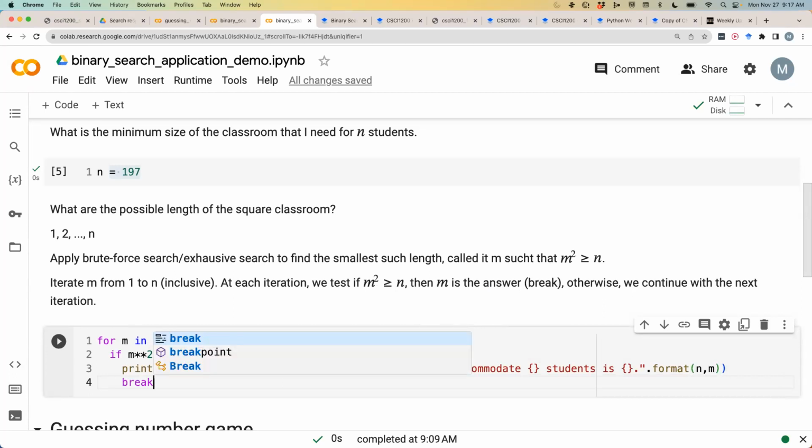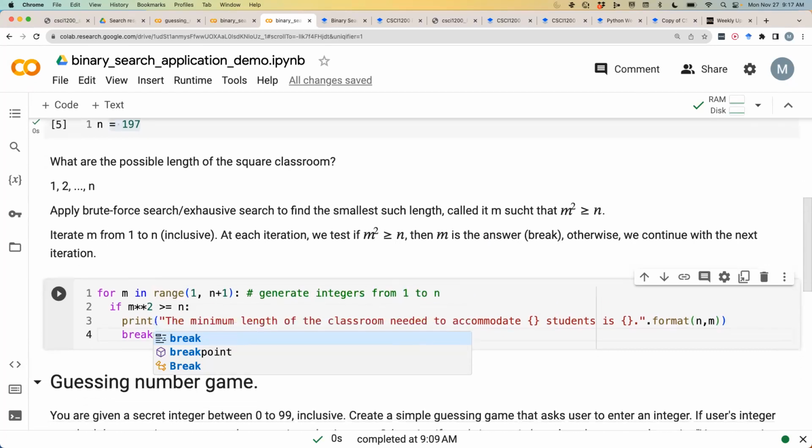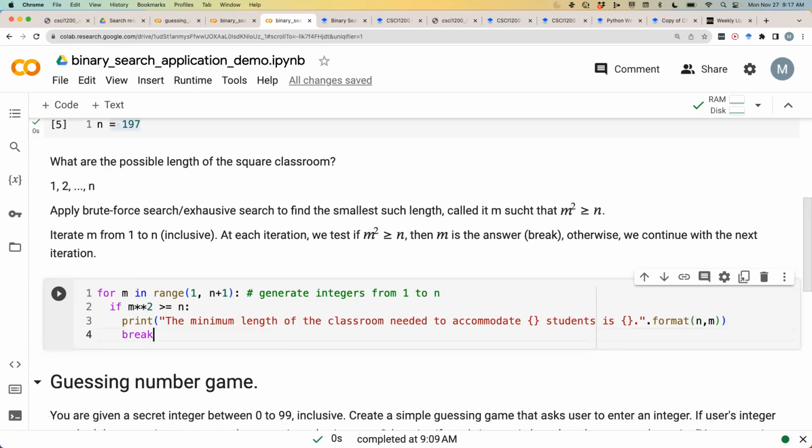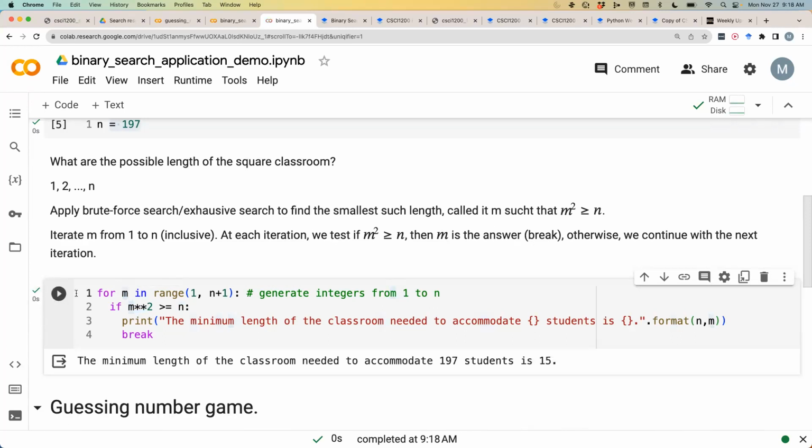So the idea of searching is always the same. Once we found it, we break, which means we stop iterations. Else we're going to continue with the next one. If it's not greater than or equal to n, that means it's smaller than n. That means a classroom of size m can accommodate m squared students, but this m squared seat count is less than n. That means there will be some students who don't have a seat. So we're going to continue with the next value of m, with the next iteration. Okay, so let's try it.